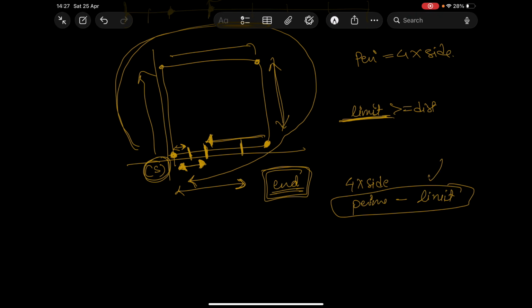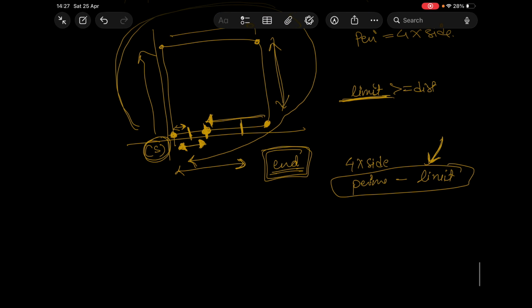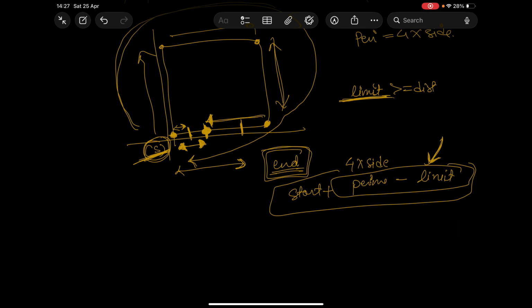So this is my end value, for which I need to consider my answer. If anything goes outside of this, then I don't need to consider it as an answer. And also, one more thing: since we are starting from the start value, we have to consider from here, so it would be plus start. In this case, start is 0, but in other cases, it won't be 0. So this is our end value.